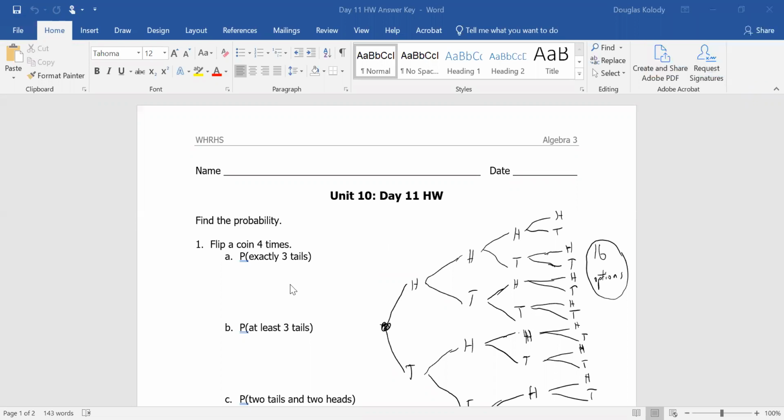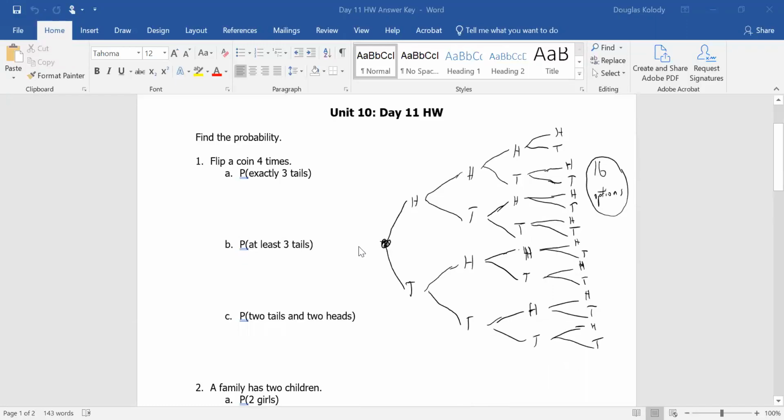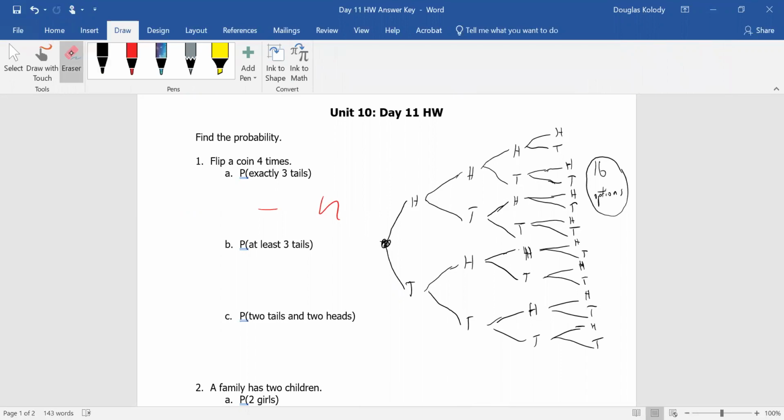So the first page can be done relatively simply as long as you draw tree diagrams. The first one says flip a coin 4 times. So look what I did here. Let me get the draw feature right now.